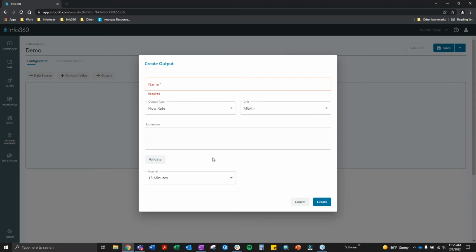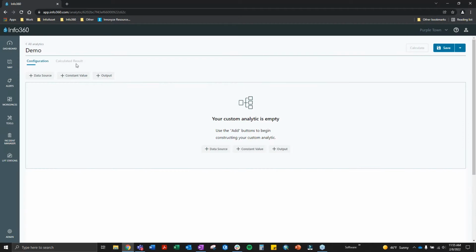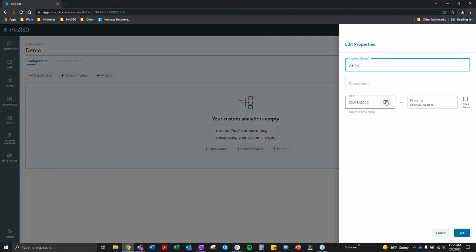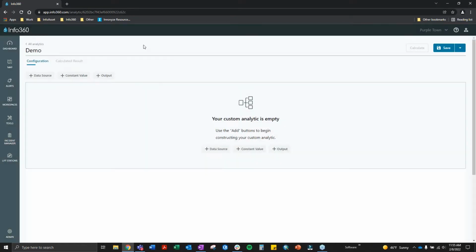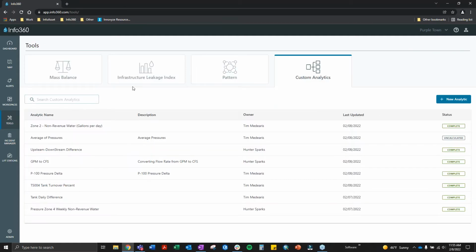You then just put in the expression that you were trying to work on, and then you're able to calculate the results. And then you can also come in here, and let's say you actually want to look at it on a different time step. You are able to edit these so that it only pulls the time step that you are actually trying to look at.